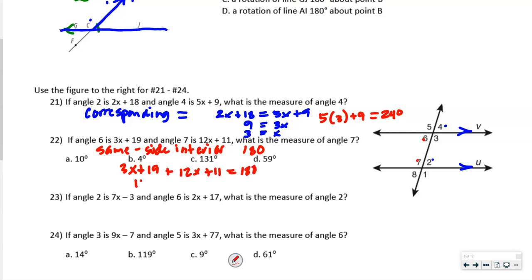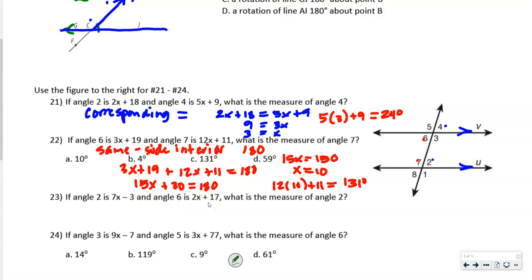So 3x plus 12x is 15x. 19 plus 11 is 30. So I'm going to subtract 30 from 180. So that's going to be 15x equals 150. And then x is going to be equal to 10 here. Okay, so we're going to plug that 10 back in for angle 7. So angle 7 would be 12 times 10, that's 120, plus 11, so that's going to be 131, right?